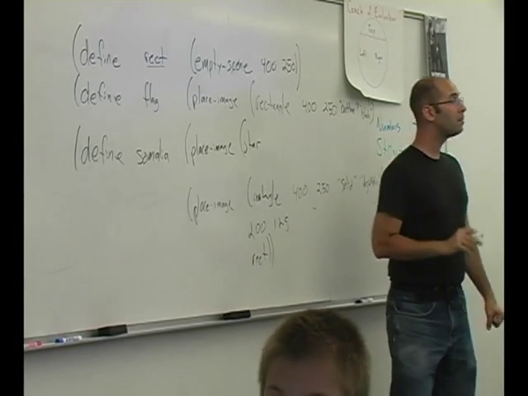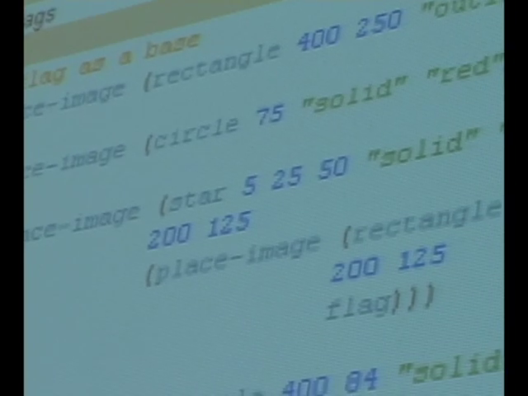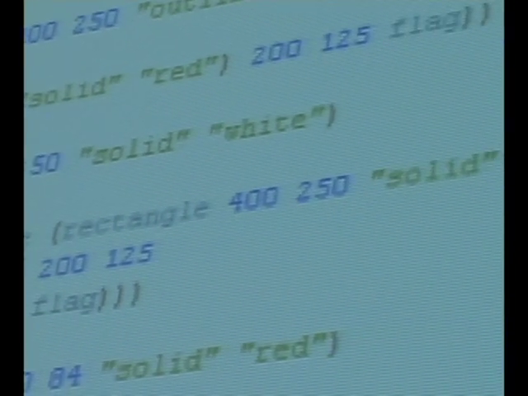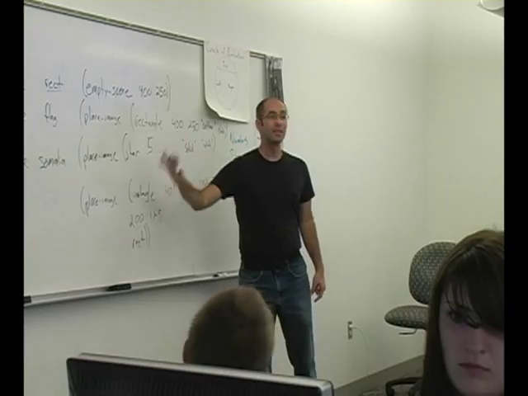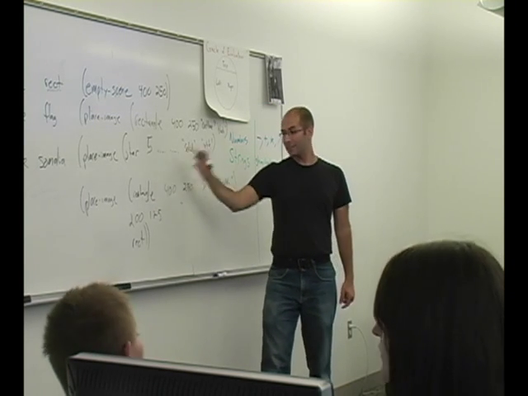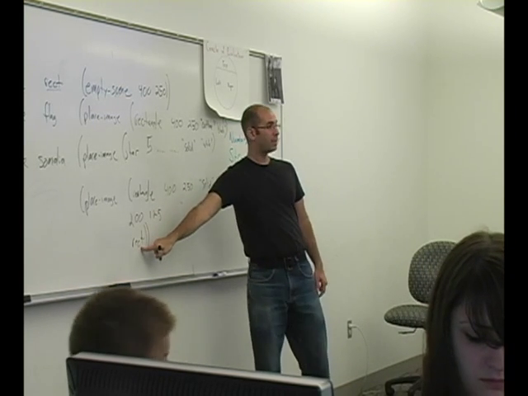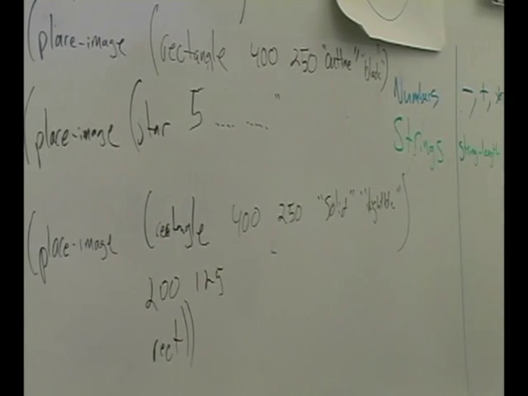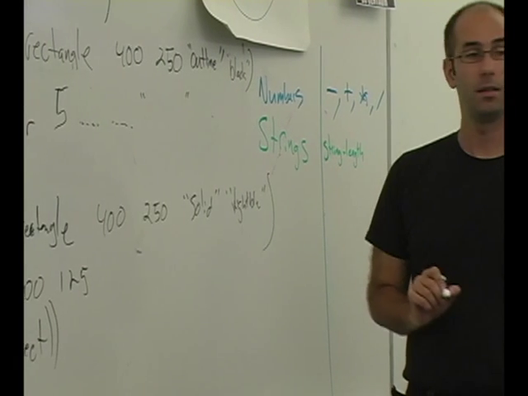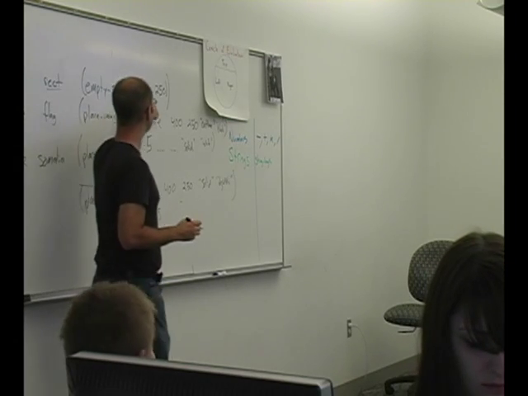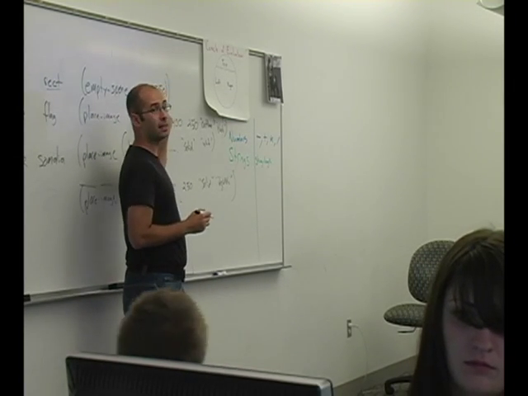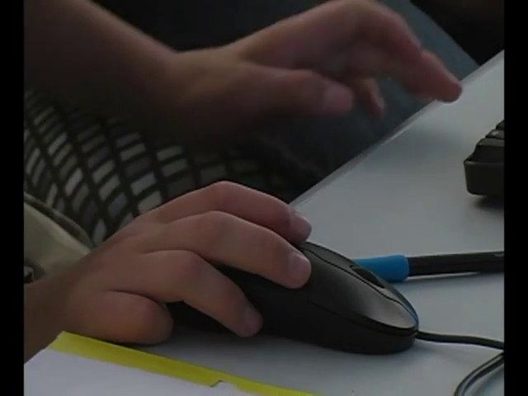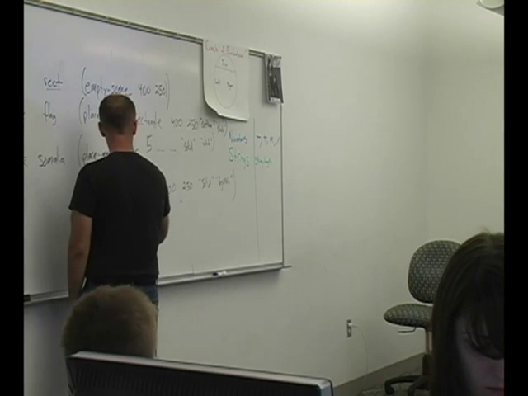Great. The flag of Somalia is a 5-pointed star. So now I'm placing a star on top of the result of placing a rectangle on top of my empty scene. Where does the star go in the Somali flag? We need to give it an X and a Y coordinate. In the center. We know how big our scene is, so what are the coordinates at the dead center? 200 and 125. There you go.